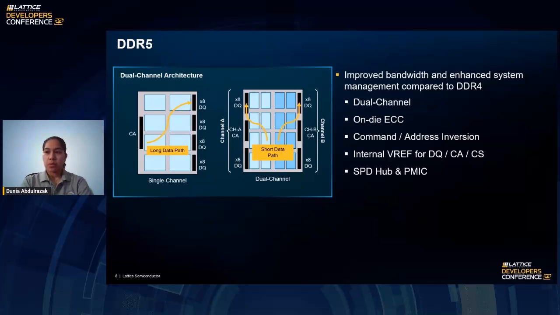The DDR5 protocol also contains integrated enhanced system and thermal management. This is achieved by leveraging a serial presence detect, or SPD hub, that enables communication over I3C for system configuration and thermal management via power management integrated circuits.